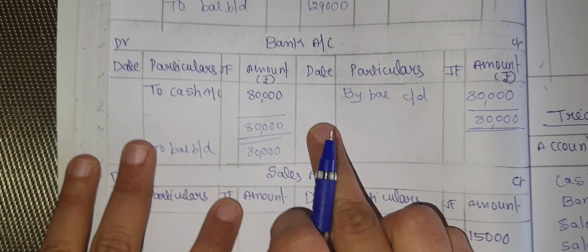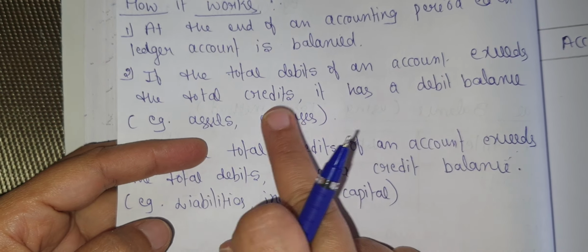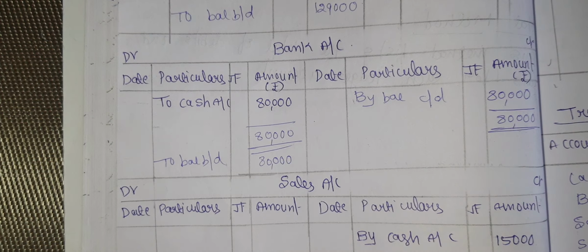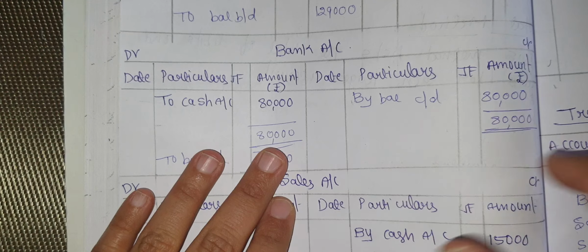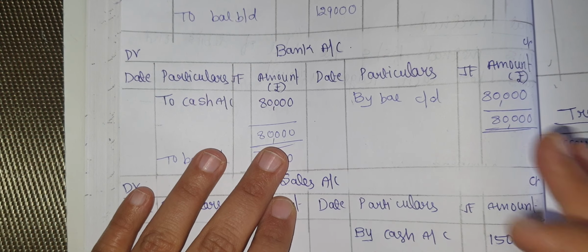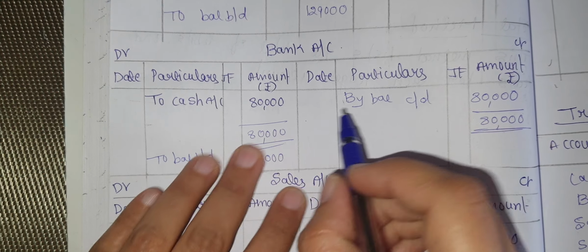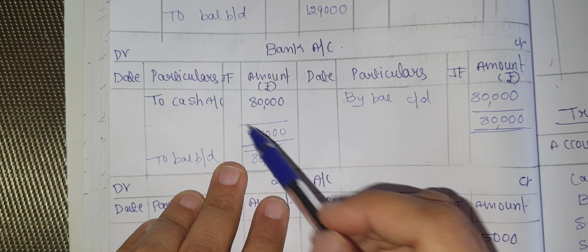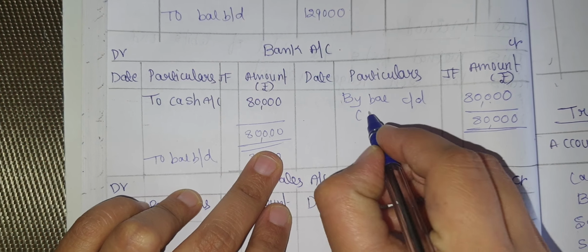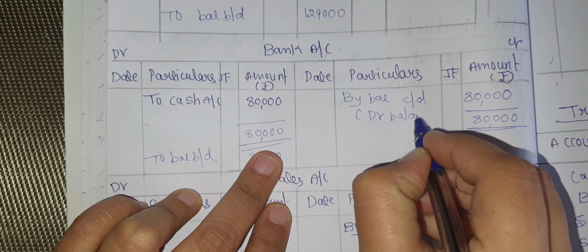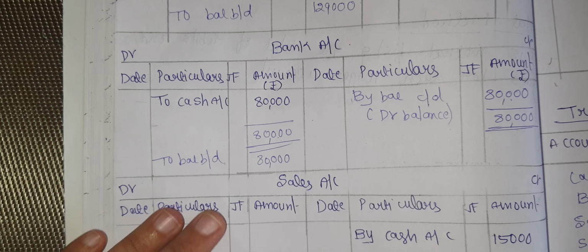See here, the bank account. What is the rule? If the debit of an account exceeds the total credit, it has a debit balance. The bank account is an asset, because for individuals and businesses it represents funds owned by them and available for use. So by balance carried on, if the debit amount is more than the credit balance, it should be considered a debit balance. This is very important in the balance method. So this is about the bank account.